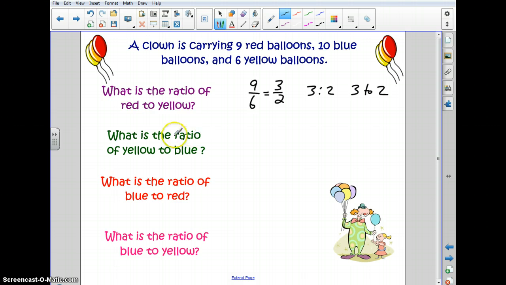The next one, ratio of yellow to blue. Yellow is 6, blue is 10. Simplify, it becomes 3 to 5. 3 to 5.